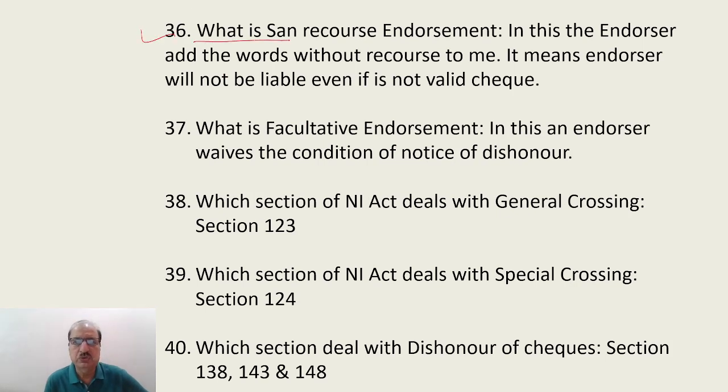What is sans recourse endorsement? Sometimes a check is endorsed with "sans recourse". In this endorsement, the endorser adds the words "without recourse to me", meaning I will not be liable if there is any defect in the check. It means the endorser will not be liable even if it is not a valid check.